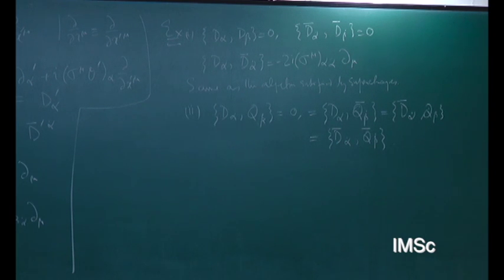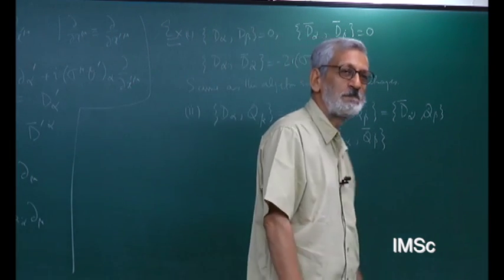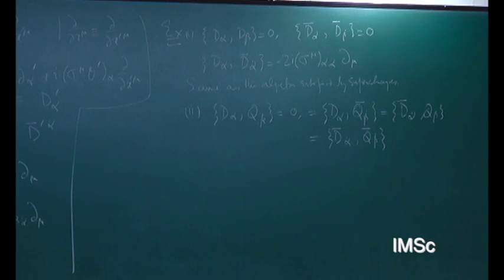But that's nothing but the statement that they are covariant derivatives. That's the reason why these covariant derivatives in the primed or unprimed coordinates are the same, because under supersymmetry they don't change. So all their commutators with supersymmetric charges are 0. So that's a restatement of what we said here.